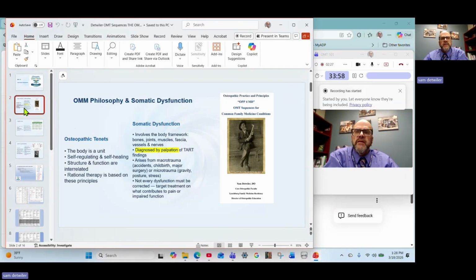The philosophy of osteopathic medicine surrounds four basic tenets. The body is a unit, self-regulating and self-healing. Structure and function are interrelated. In other words, if structure is abnormal, it leads to abnormal function, and if an organ function is abnormal, it will lead to structural abnormalities. And then rational therapy of any kind is based on these principles.